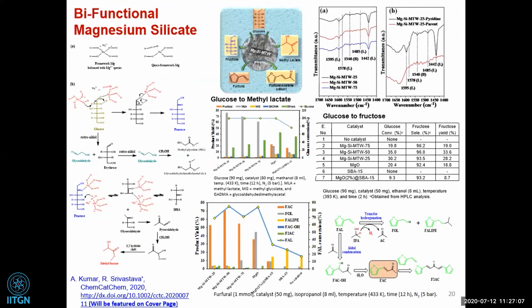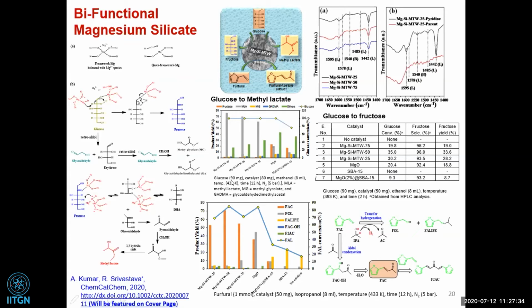Another interesting example is how to convert glucose to fructose. Generally, people employ tin beta. Again, I will just tell you the synthesis of beta is somewhat difficult. And moreover, after the synthesis, you need to remove the aluminum from the framework, and then you have to incorporate the tin after the synthesis. That is another challenge here. So that is what is mostly employed for the glucose to fructose transformation.